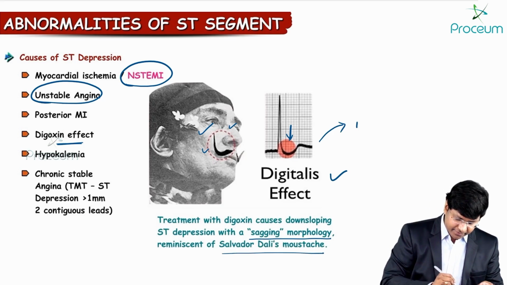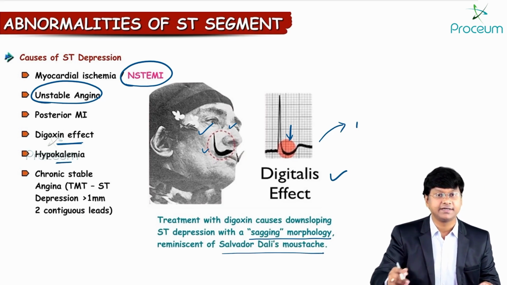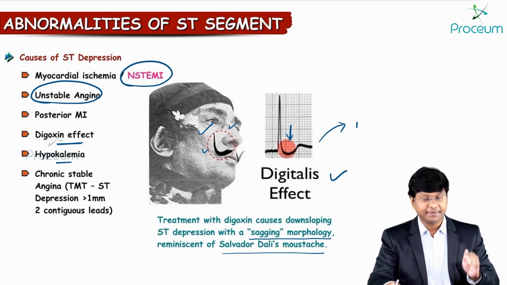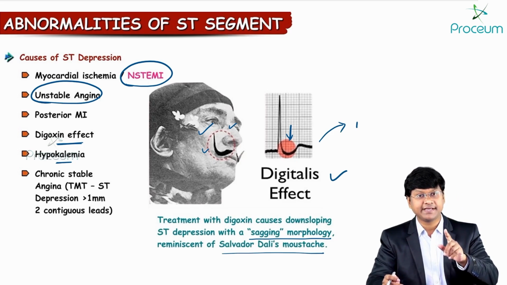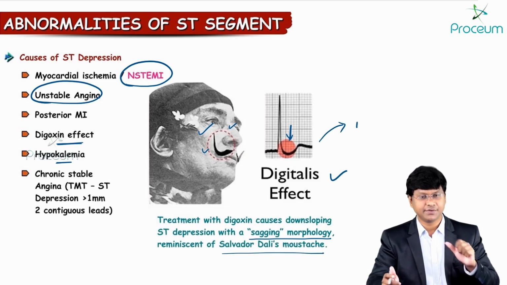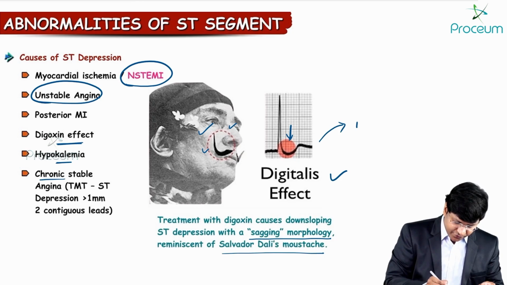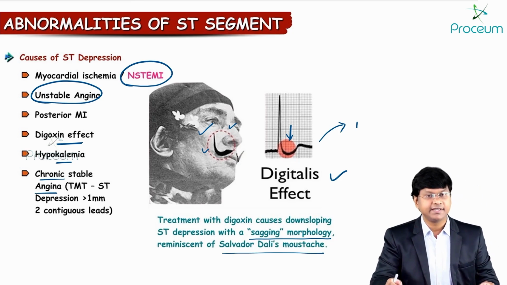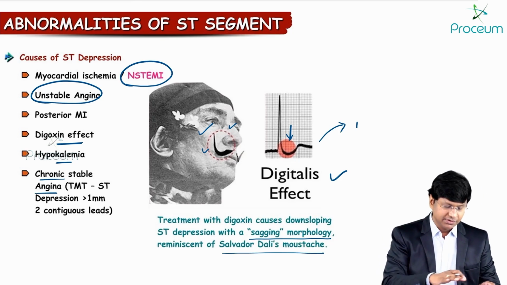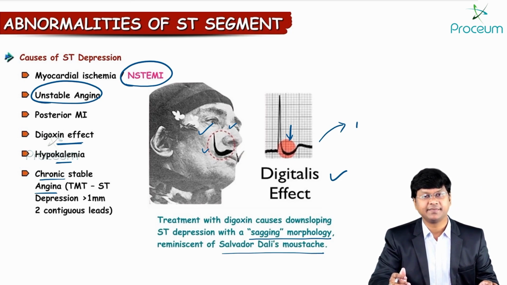Right. Followed by that, hypokalemia is another condition where you have ST segment depression. I have said, hyperkalemia, ST segment elevation; hypokalemia, ST segment depression. And the other thing is chronic stable angina, where the TMT is positive. So these are all the conditions for ST segment depression.